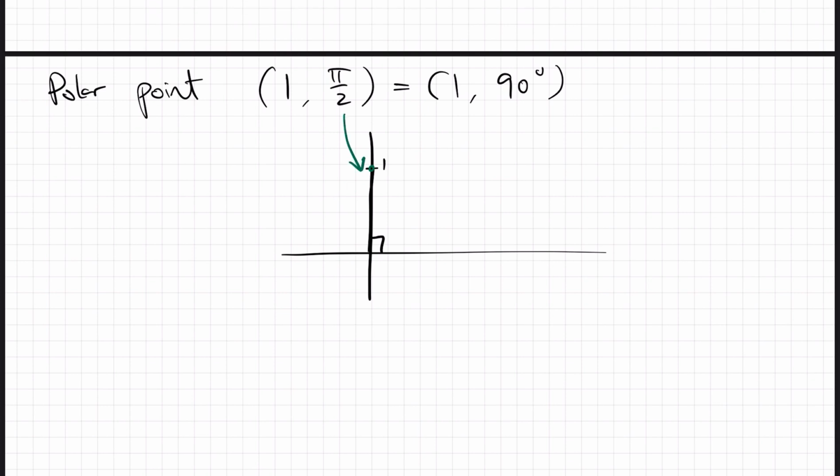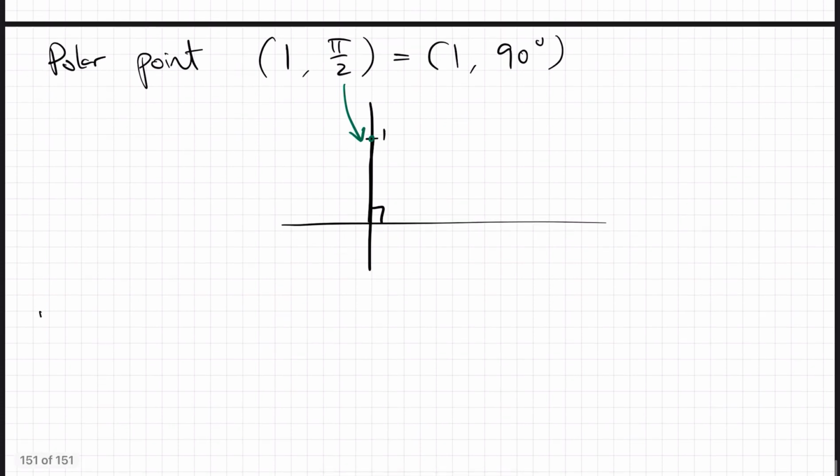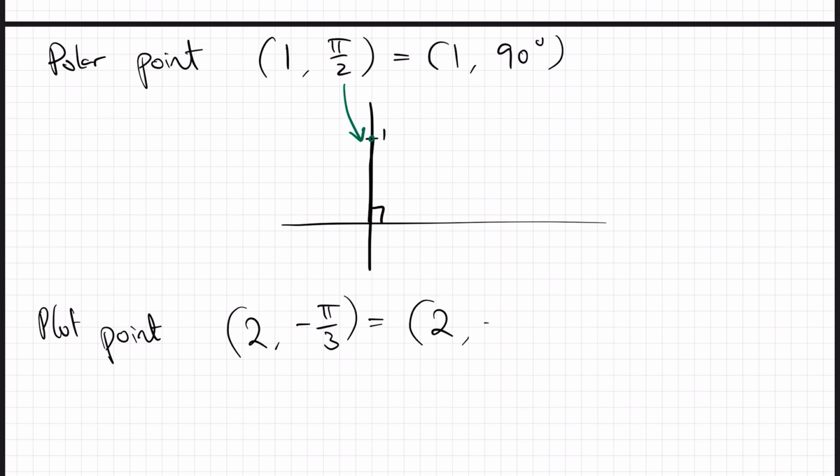Okay, let's do one more. I don't want the same graph actually. Let's say plot point (1, minus pi over 3). And if you're working in degrees, actually let me do a different r value. Let me do 2. So working in degrees, this is the same as minus 60 degrees.